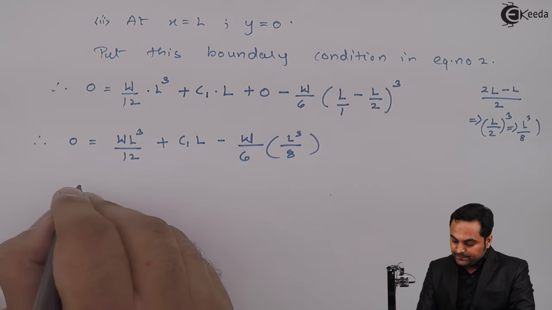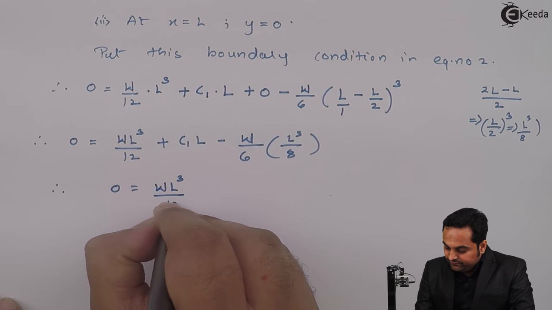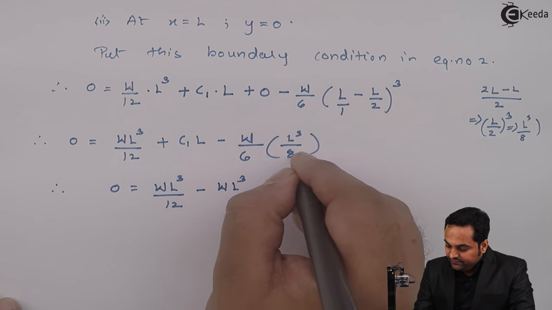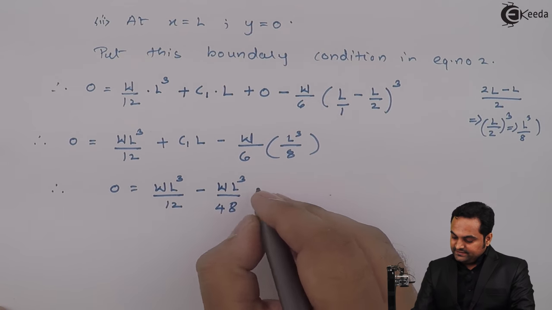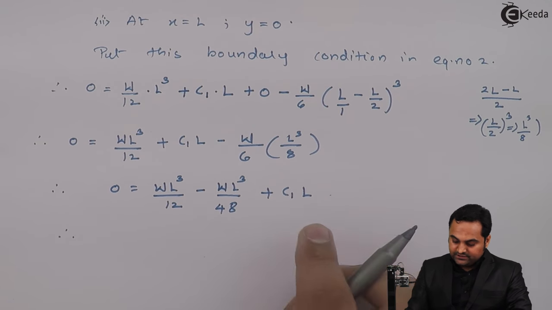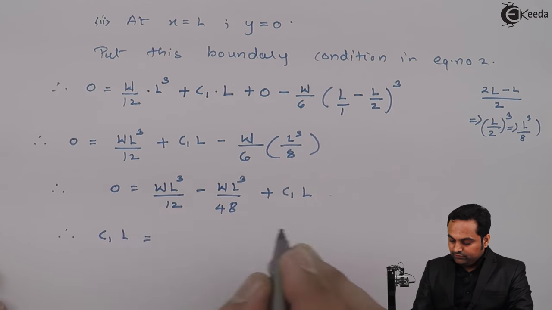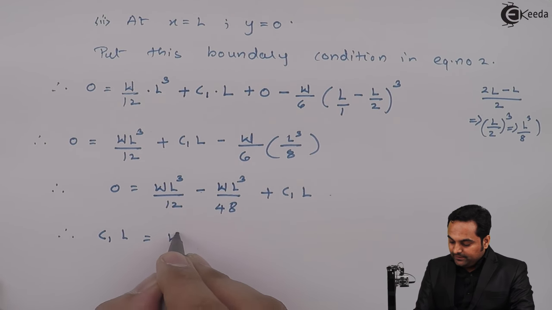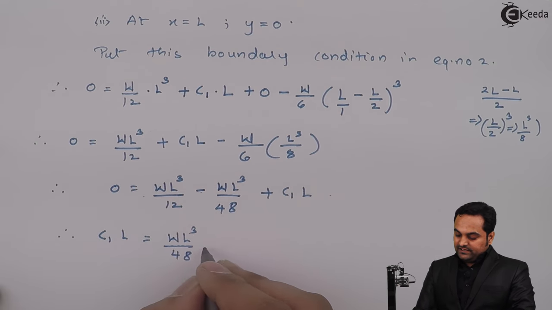Now after this, we have 0 is equal to W L cube by 12. I'll bring this term, minus W L cube, 6 into 8, that becomes 48, plus C1 into L. So therefore I'll keep C1 into L on one side, because I require the value of C1, shifting these terms onto the other side. So minus WL cube by 48 will become plus WL cube by 48. WL cube by 12, which is plus, that will be minus.